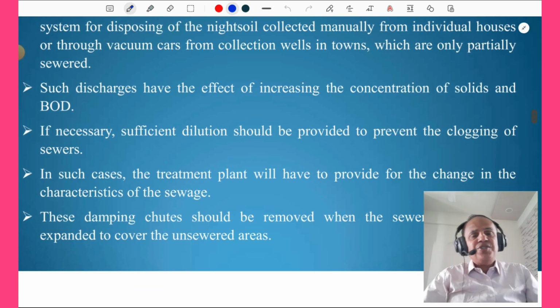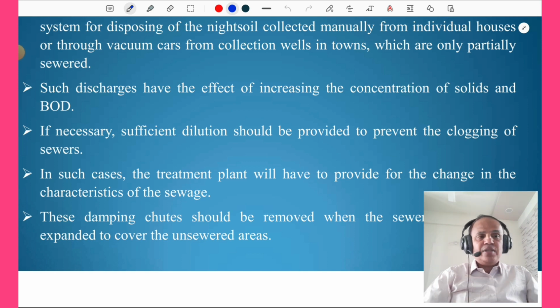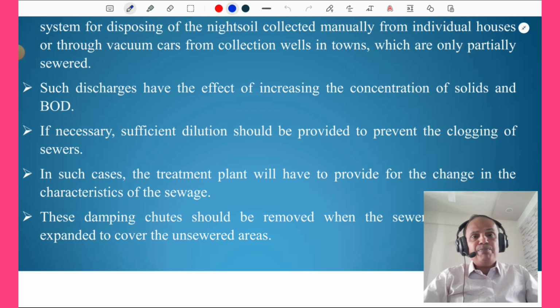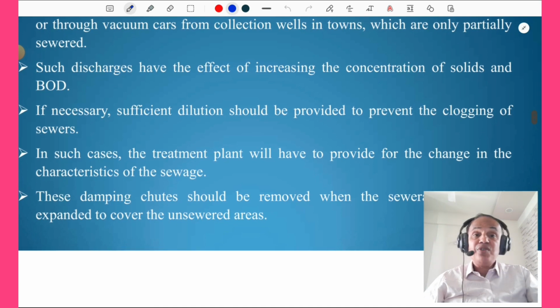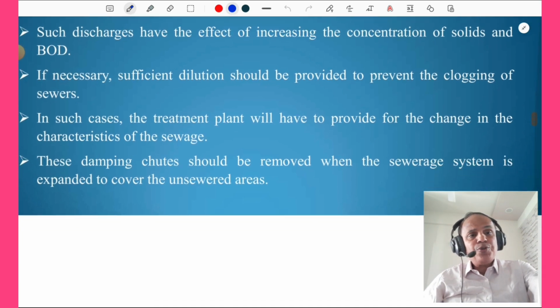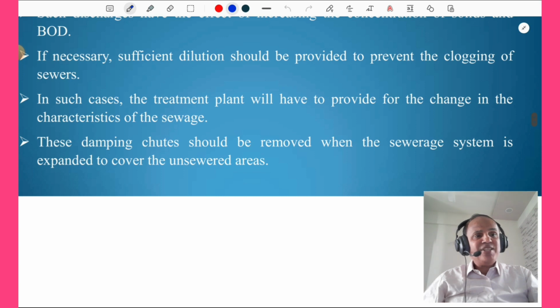Clogging of sewers means the sewer gets clogged or disturbed, its effective area gets reduced due to impurities. In such cases, the treatment plant will have to provide for the change in the characteristics of the sewage. These dumping chutes should be removed when the sewerage system is expanded to cover the unsewered areas. In such cases, they should be removed.